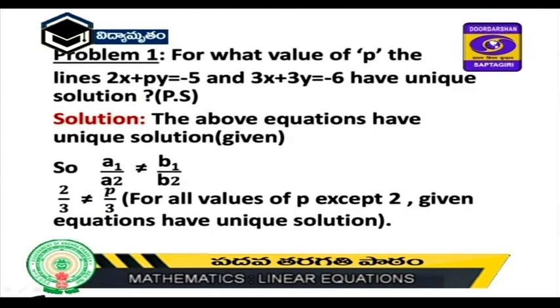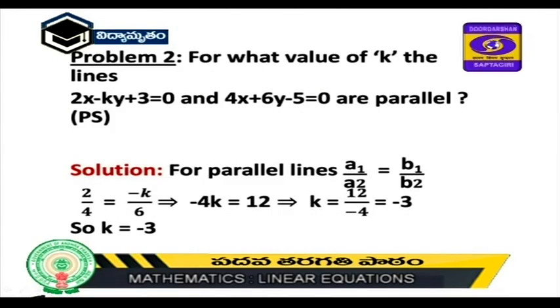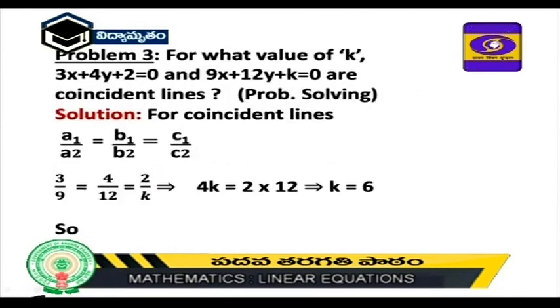So, next I want to go to the second problem. For what value of k are these two lines parallel? Here also, if any two lines are parallel, the ratios a1 by a2 equal to b1 by b2, that is 2 by 4 equal to minus k by 6. By cross multiplication, minus 4k equal to 12, k equal to minus 3. So the value of k in this problem is minus 3.